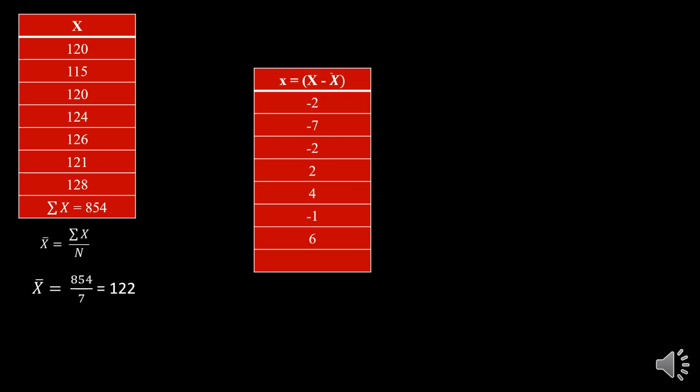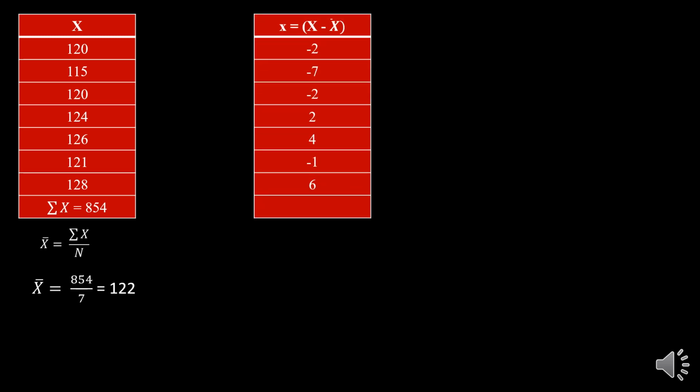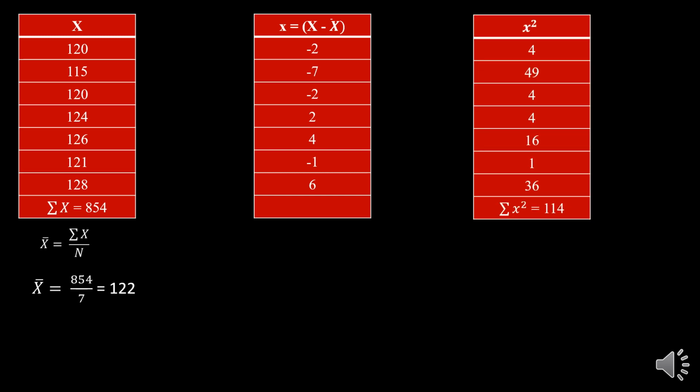Then we can find out small x, which is equal to x minus x bar. These are the values: minus 2, minus 7, minus 2, plus 2, plus 4, minus 1, and the last one is plus 6. Okay, we can also find out x square: 4, 49, 4, 4, 16, 1, 36. So we need summation x square, which is equal to 114.